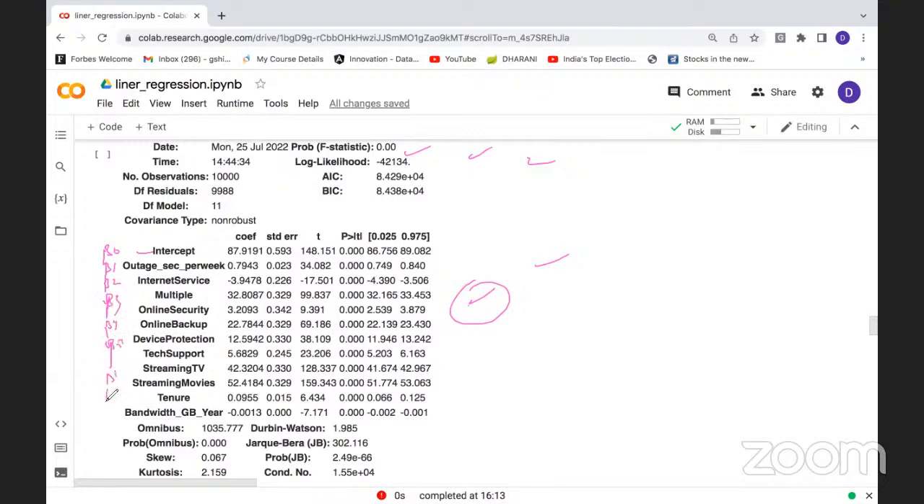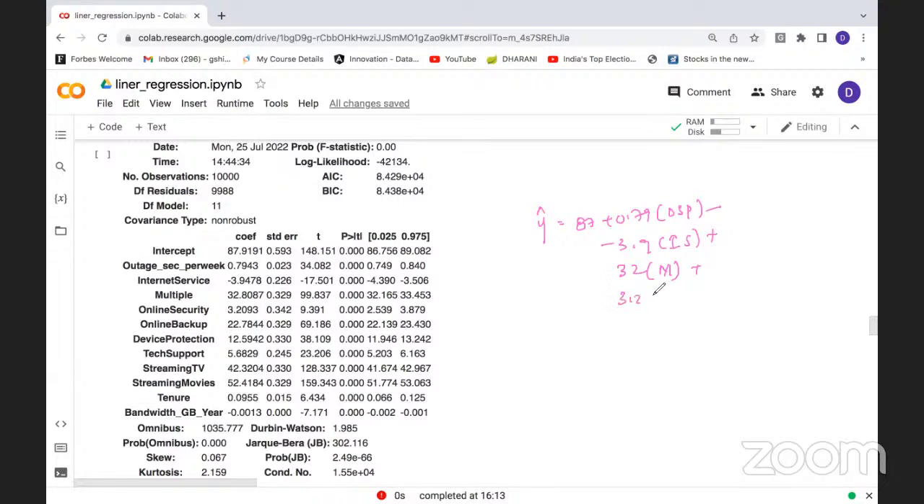This is the equation I have. When I write this equation, this is how it looks. Y hat is equal to 87 plus 0.79 into outsec per week, minus 3.9 into internet service, plus 32 into multiple, plus 3.2 into online security, plus 22 into online backup, plus 12 into device protection, plus tech support, plus 42.3 into streaming TV, less 52 into streaming movies, plus 0.09 into tenure, minus 0.0013 into bandwidth.